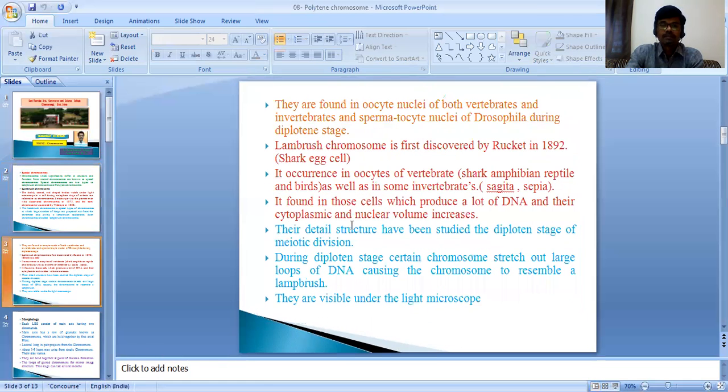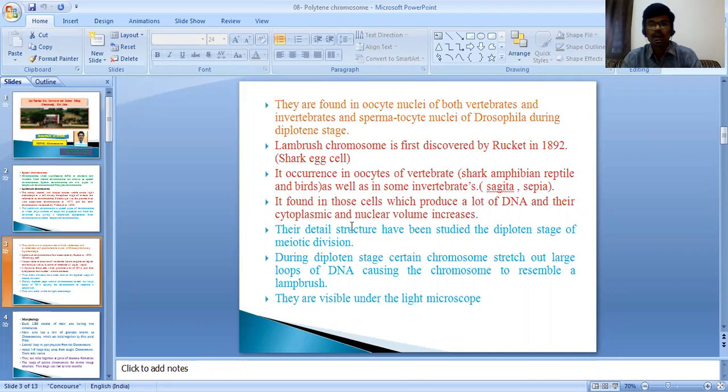Okay. Next, they are found in oocyte nuclei of both vertebrates and invertebrates and spermatocyte nuclei of Drosophila during diplotene stage. Lampbrush chromosome was first discovered by Rückert in 1892 in shark eggshells. लॅम्ब्रस क्रोमोझोम्स हा 1892 मध्ये रकेट याने शार्क एगशेल मध्ये शोध लावलेला आहे.